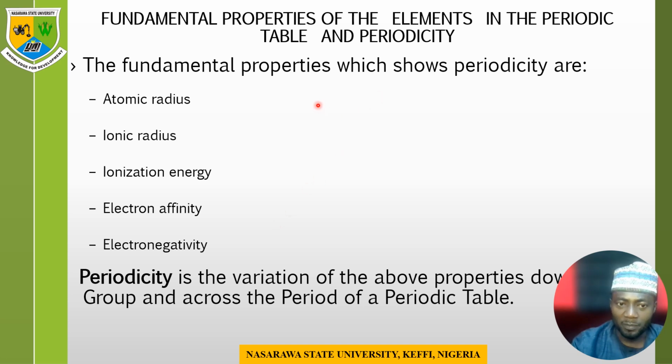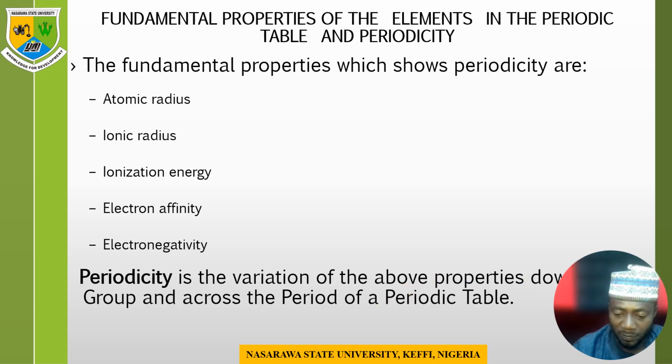Now, these are the properties that these elements exhibit in the table. These properties will be changing or will vary at regular intervals as we move from left hand side of the table to the right hand side, and as we move from top to the bottom. And this brings us to the term called periodicity. What is periodicity? You can define periodicity as the variation of the properties of the element which occurs at regular interval, both down the group and across the period. Periodicity is a variation of the above properties down the group and across the period.